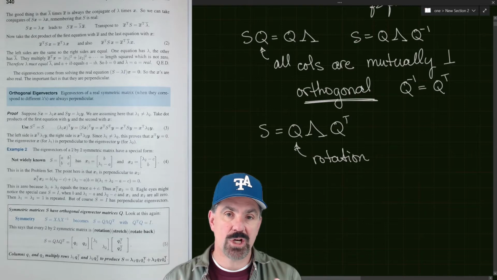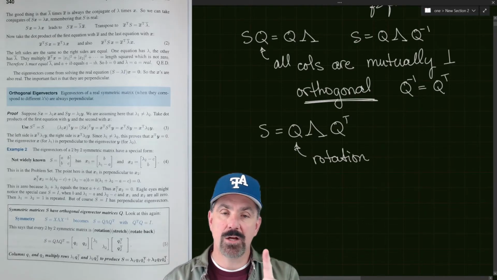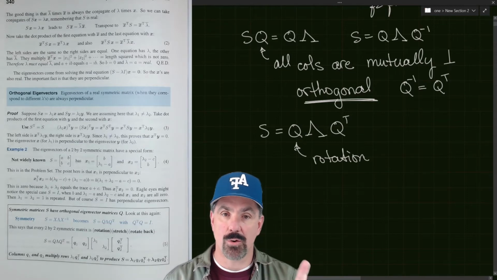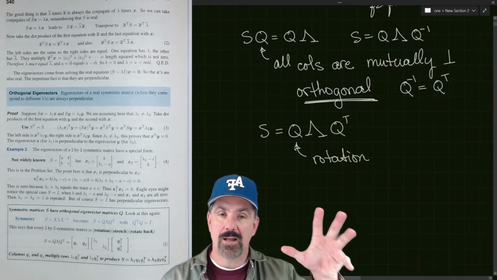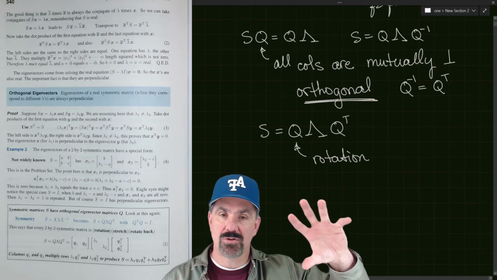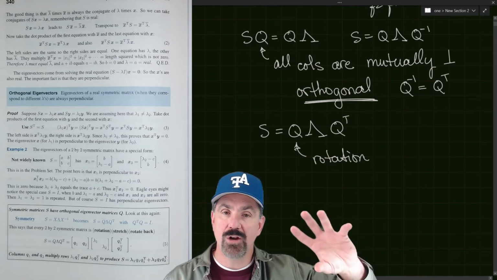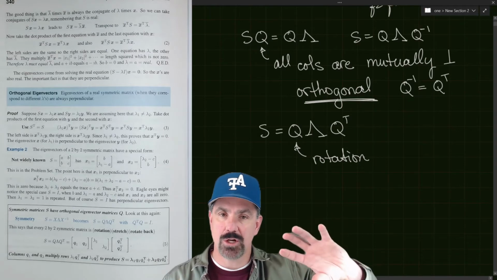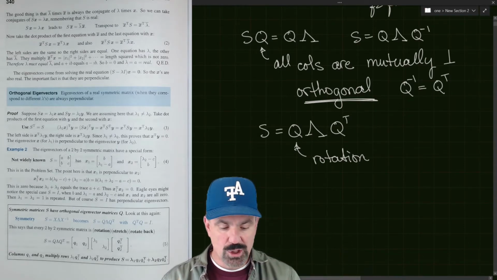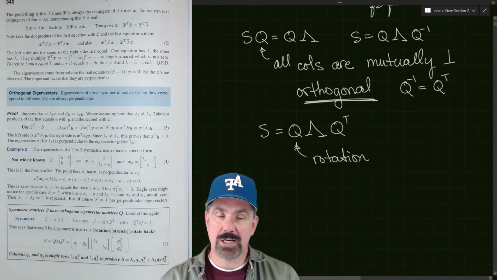But this time the change of basis, and this makes sense if you think about it, because all of the columns are orthogonal to one another, and we're starting with the standard basis where all the columns are also orthogonal to one another, then this Q matrix is just a rotation. Whether it's in 2 dimensions or 3 dimensions or 300 dimensions, it's a rotation. And so our change of basis is a simple rotation.